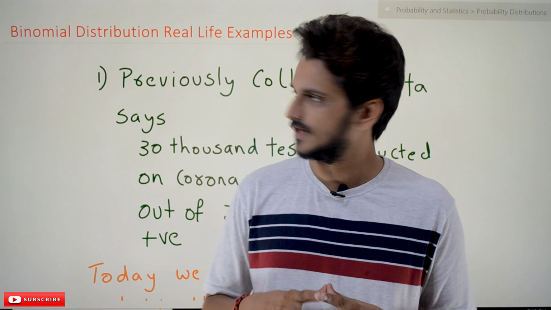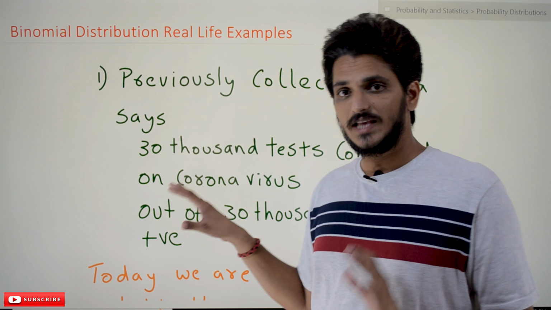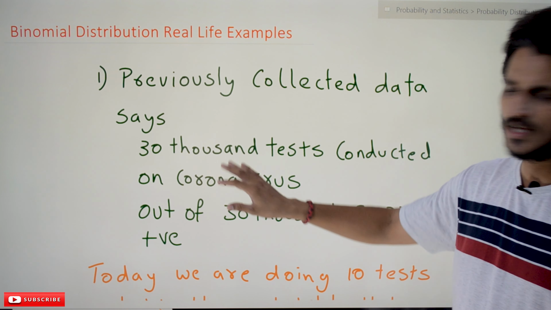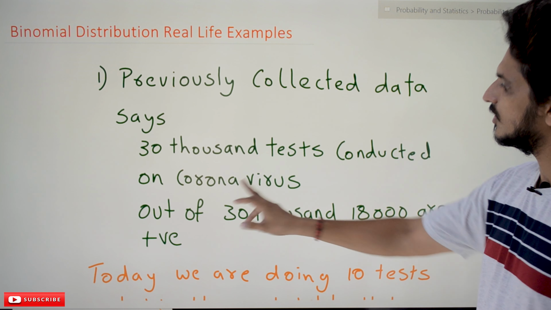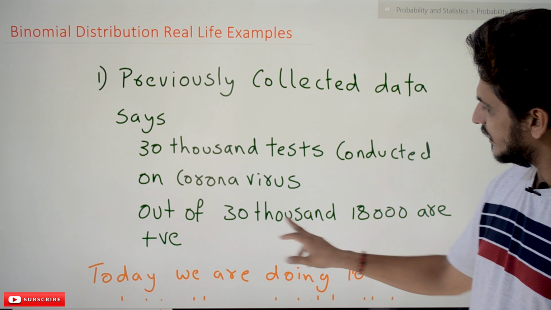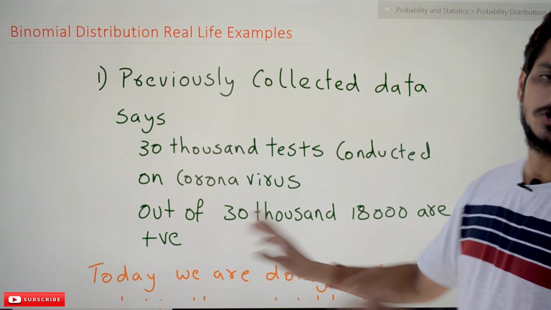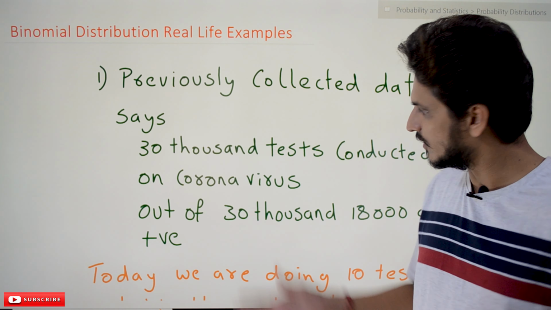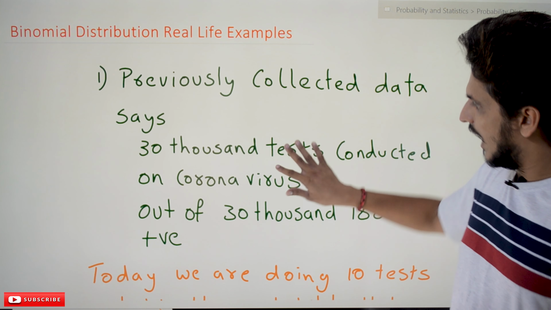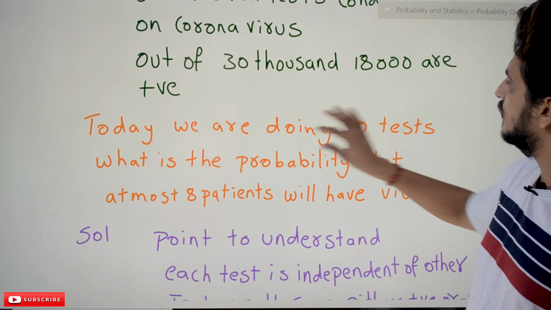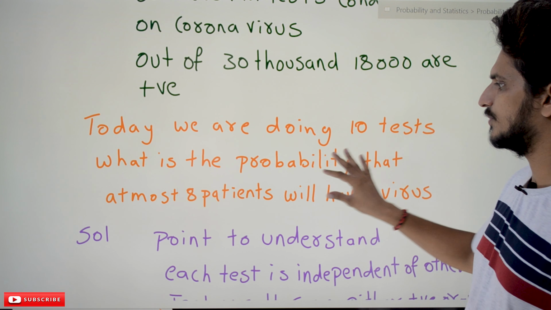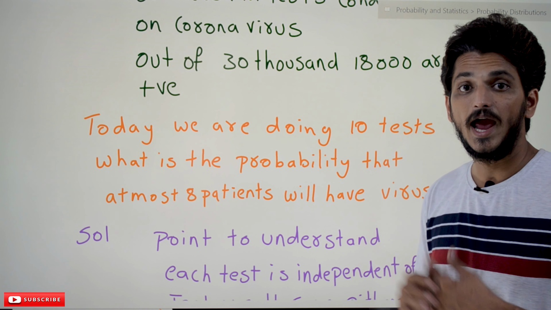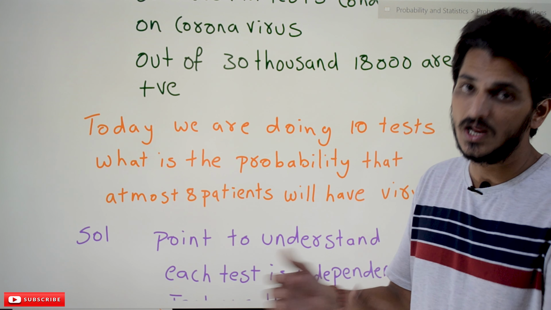Coming to today's class, our first example is from previously collected data. It says that 30,000 tests were conducted on coronavirus. Out of 30,000, 18,000 are positive. It means 18,000 persons got coronavirus out of 30,000 tests. And they are going to ask you, today we are doing 10 tests. What is the probability that at most 8 patients will have the virus?